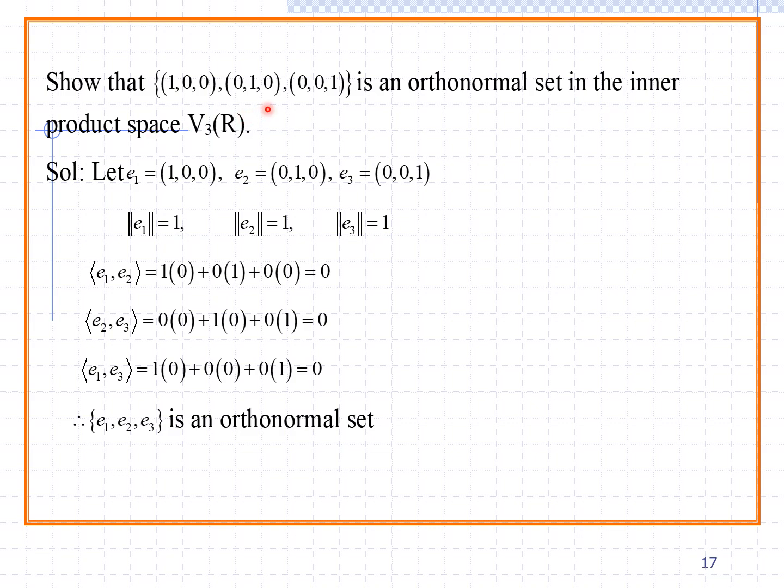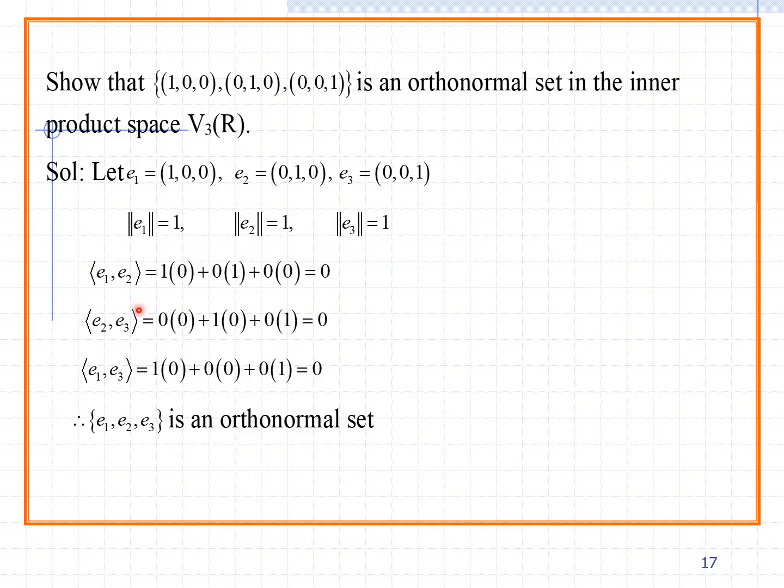See this one, a small problem with numerical values. The vectors (1,0,0), (0,1,0), and (0,0,1) form an orthonormal set in the inner product space V3 of R. Consider the given vectors as E1, E2, and E3. By the property, orthonormal means the norm, the root of the first term squared plus the second term squared plus the third term squared, equals 1 for each. Norm E1, norm E2, and norm E3 are each 1.